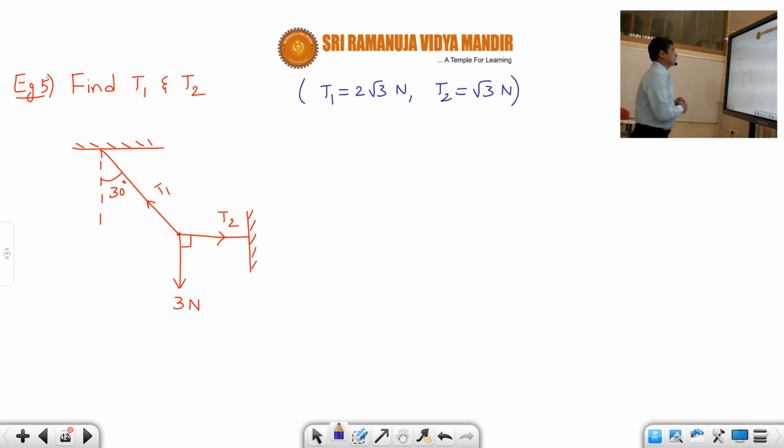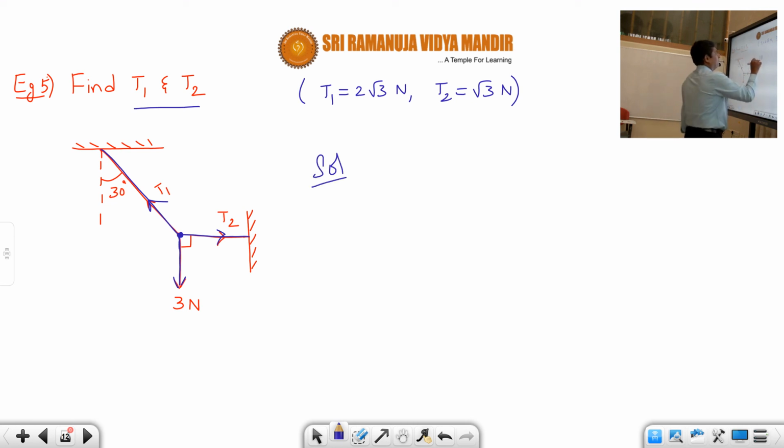Okay, and the last one, students: find T1 and T2. There is a rope here, and for this rope there is a knot here. To this knot there is one more rope tied to the wall, and there is a weight of 3 Newtons which is hanging. Now there will be some tensions in the strings, T1 and T2, and they have given this angle as 30 degrees. Now what is the value of T1 and T2, students?